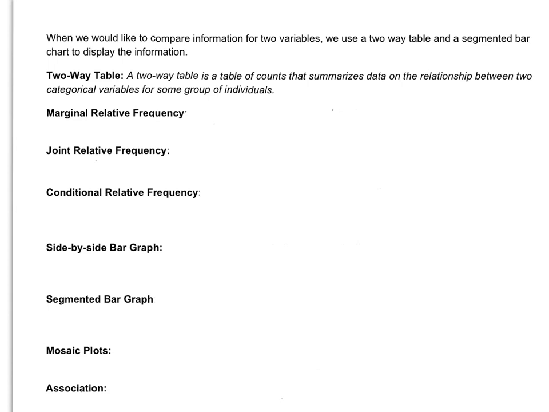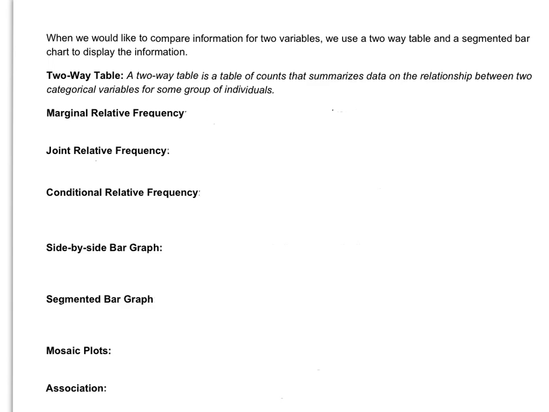It could actually also be a table of proportions or percentages that's going to summarize the data on the relationship between two categorical variables for some group of individuals. We'll look at an example of a two-way table and all of these other definitions after we've gone through all of our definitions.